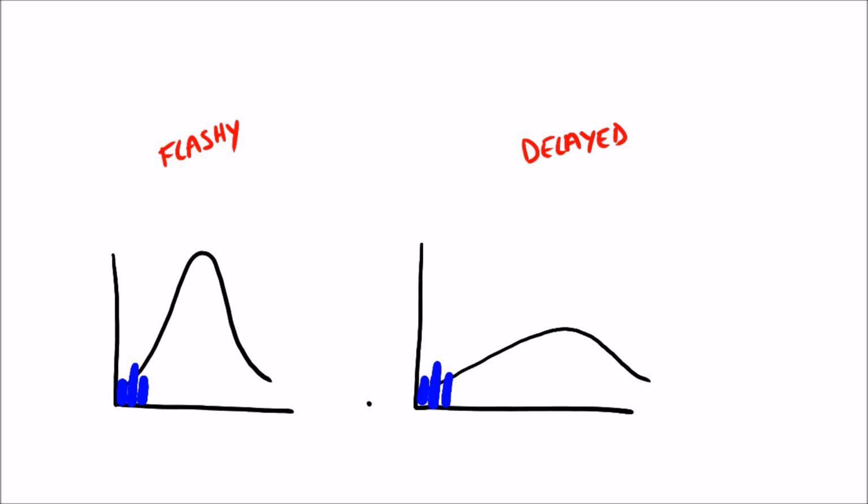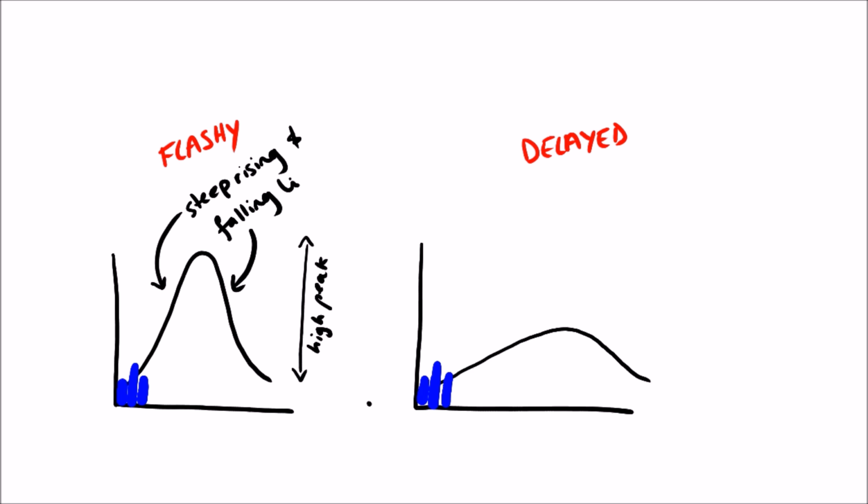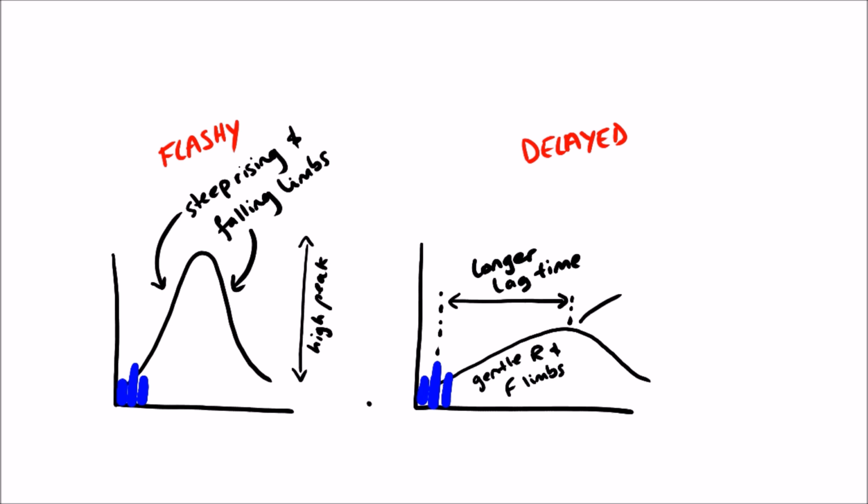Flashy hydrographs are characterised by a very high peak and very steep rising and falling limbs. Whereas delayed hydrographs tend to have a long lag time, a lower peak, and a much shallower curve overall. Let's add these words to our list as well.